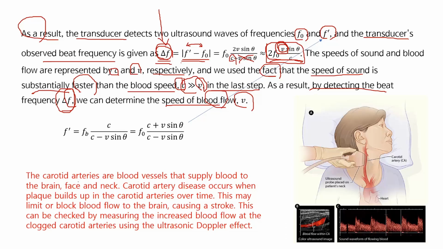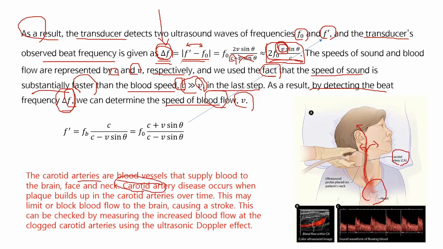The carotid arteries are blood vessels that supply blood to the brain, face, and the neck. So that is the carotid artery from the heart, and through the carotid artery the blood is fed to the brain, face, and neck. So these are important arteries.